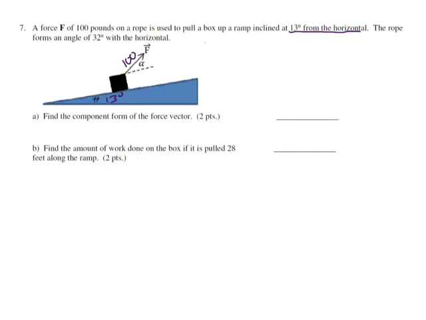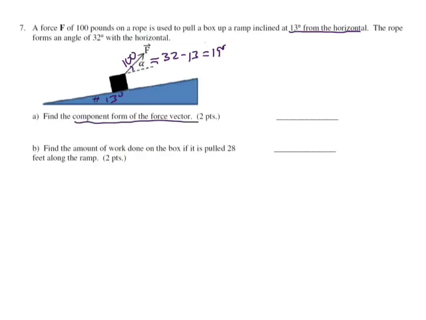That's theta there. The rope forms a 32-degree angle with the horizontal. So this angle right here is going to be 32 minus 13, which is 19 degrees. Okay? So that's going to be useful there. Now we want to find the component form of the force vector.